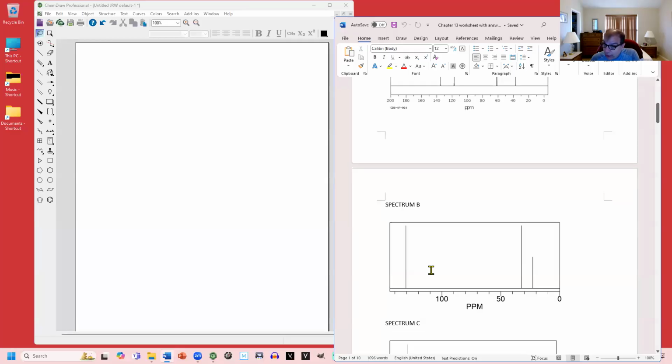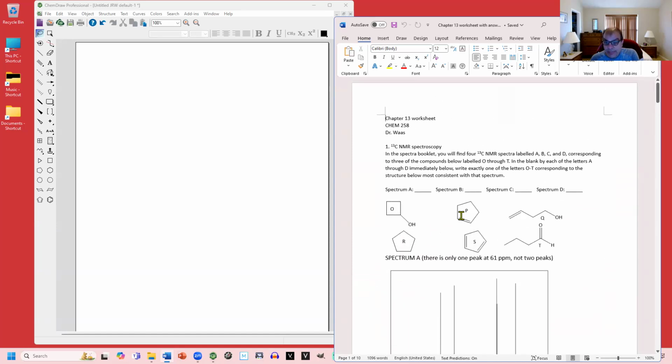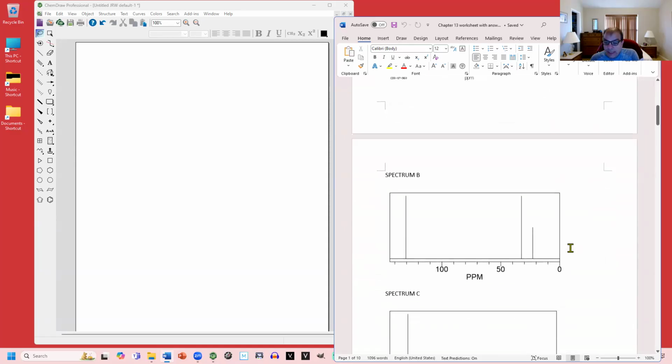So we're looking for a compound that has 3 types of carbon. One of those types of carbon is vinylic, and that has to be compound P. We already said compound P has 3 types of carbon. One of them is vinylic, and the other 2 types of carbon are alkyl. There's 2 of this type and that unique CH2 in between them.